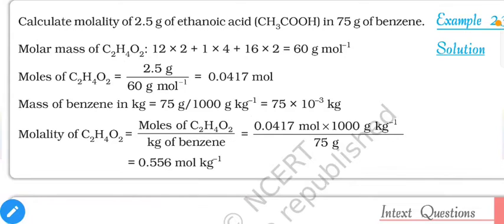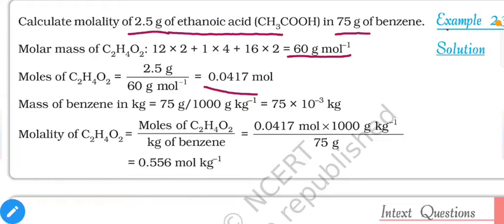So second example, calculate the molality of 2.5 grams of ethanoic acid in 75 grams of benzene. Both solute and solvent are mentioned in mass, 2.5 grams and 75 grams. So first we need to convert the solute into moles. Mass is mentioned and we have to convert it into moles. The molar mass of acetic acid is 60 grams. So 2.5 divided by 60 is equal to 0.0417 moles.